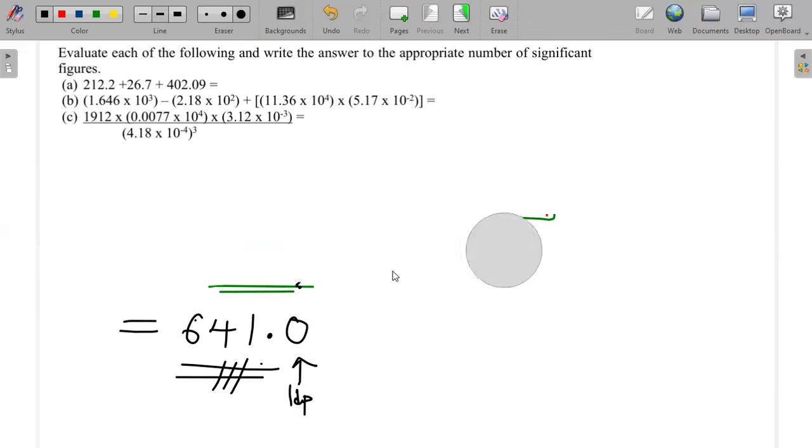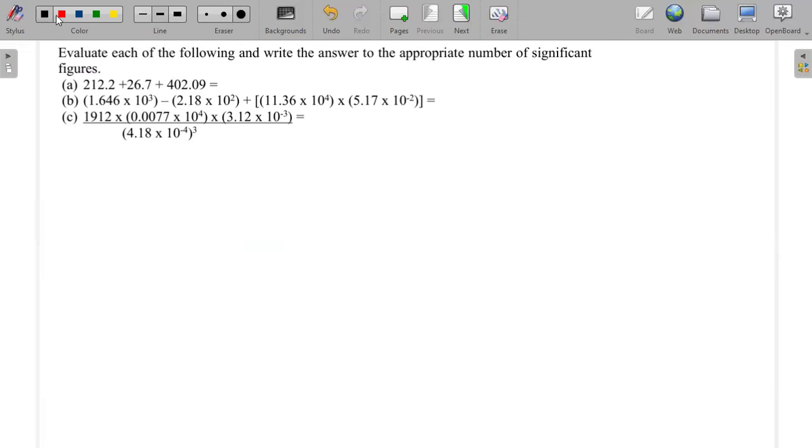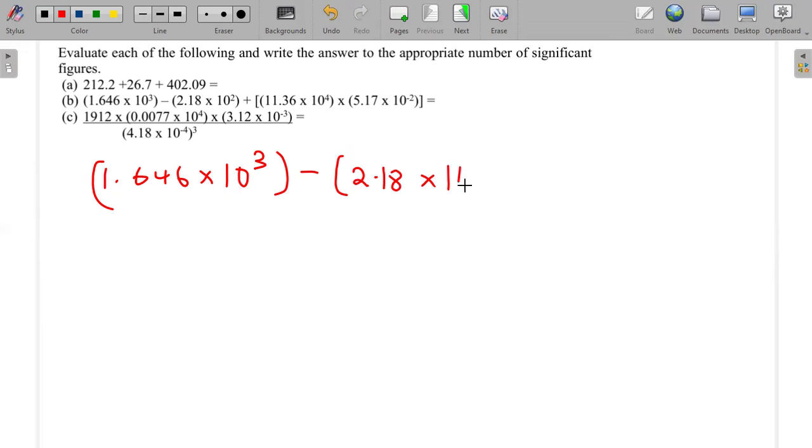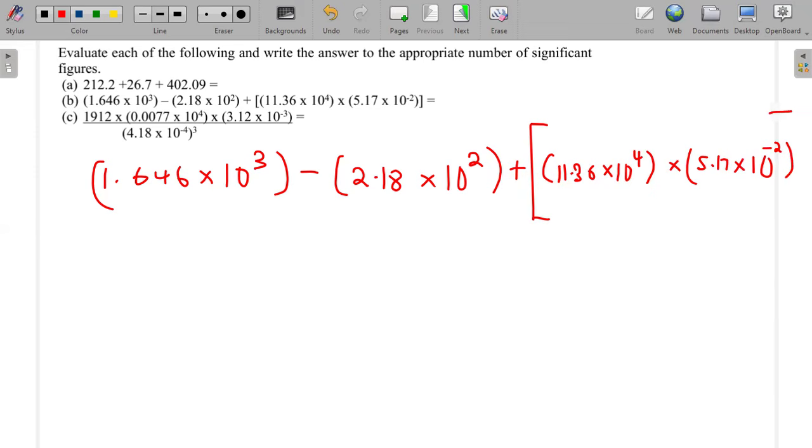So now let's look at part B. Part B looks to be having a lot of numbers, but you just have to follow some simple rules. So I have 1.646 multiplied by 10 to the power 3, minus 2.18 multiplied by 10 to the power 2, and then plus. Now notice that there are square brackets. Inside the square brackets, I have 11.36 multiplied by 10 to the power 4 multiplied by 5.17 multiplied by 10 to the power minus 2, and then another square bracket.